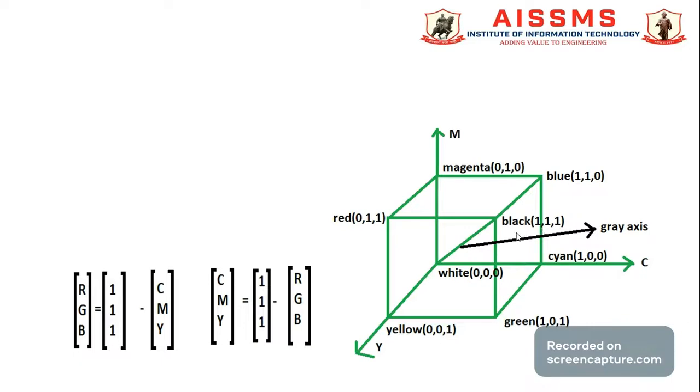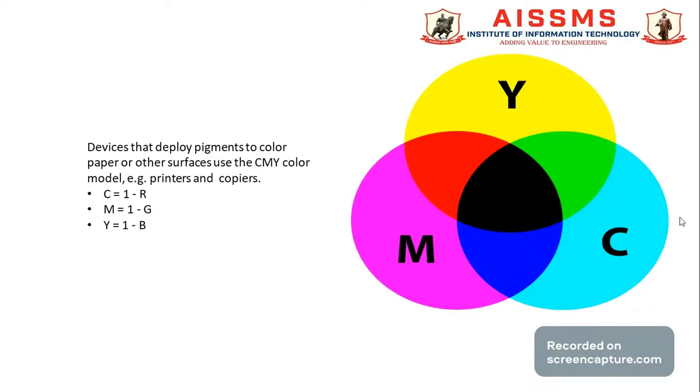So the RGB color value of black color is 0 0 0, but in the CMY color model the corresponding value of black color changes, that is 1 1 1. But in practice it will appear somewhat dark. So this is how the color combinations work in the CMY color model, which produces black with the value 1 1 1.